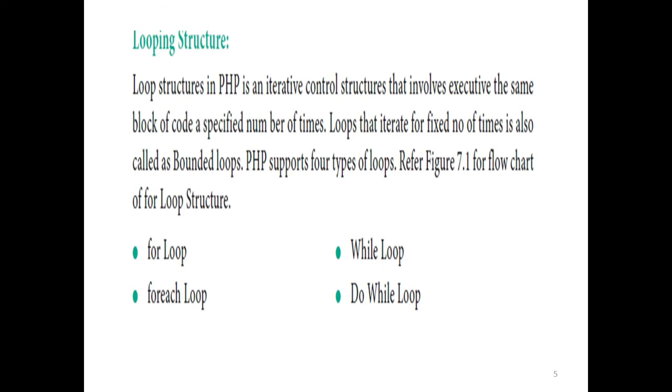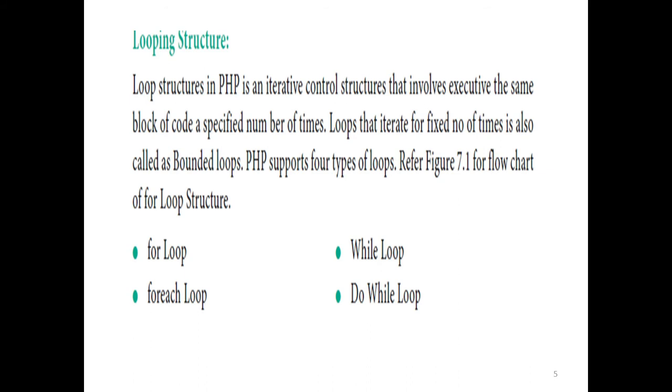Loop structure in PHP is an iterative control structure that executes the same block of code a specified number of times. A loop that iterates a fixed number of times is also called a bounded loop. For example, if you count the numbers 1 to 10, you add 1 plus 2 plus 3 like this, and you see the result is a repeating process. So that is an example of a looping structure. Elaborately, we will learn the examples one by one.